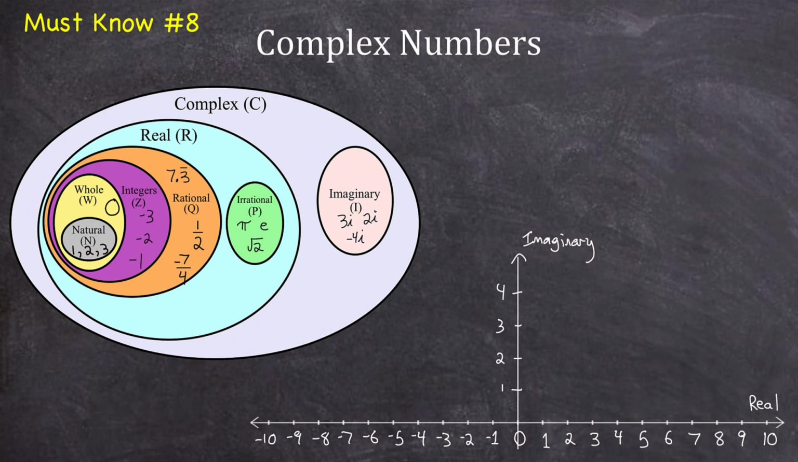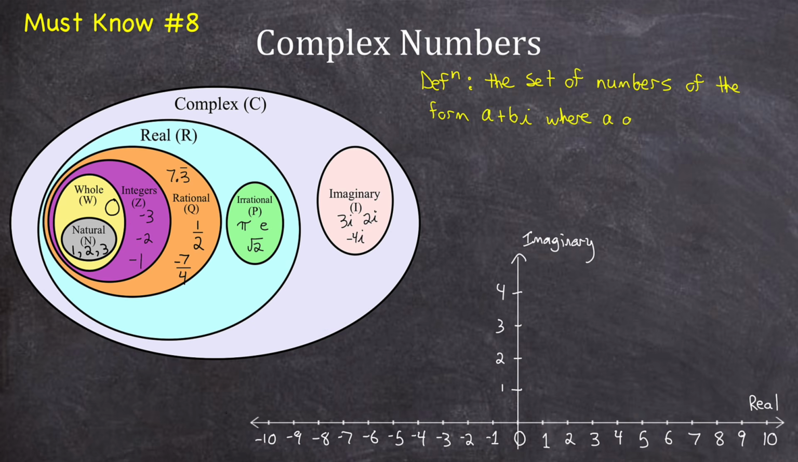Must-know set number 8, the biggest set we're going to work with, the set of complex numbers. The definition for this set is that it is the set of numbers of the form a plus b times i, where a and b are real numbers. So for example, the number 3 plus 2 times i is a complex number. It's a real number plus a real multiple of an imaginary number. So it's of this format, a plus b times i.